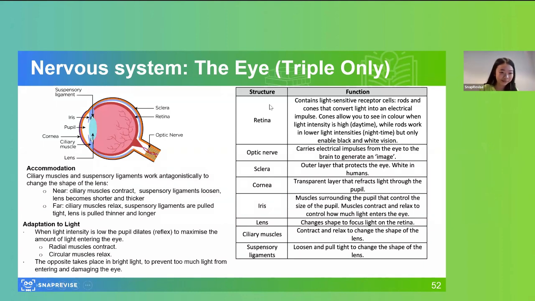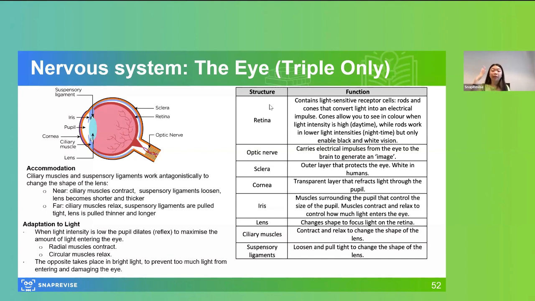Okay, let's explain that. I'm going to explain it again with the circular muscles and radial muscles. I think everyone kind of understood the near and far one. I feel like that one was explained more clearly than what I said for the light. So let's go back to the light.